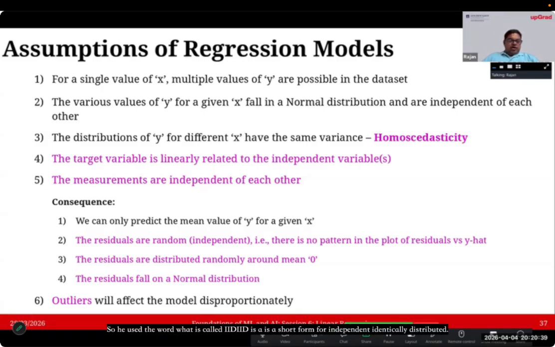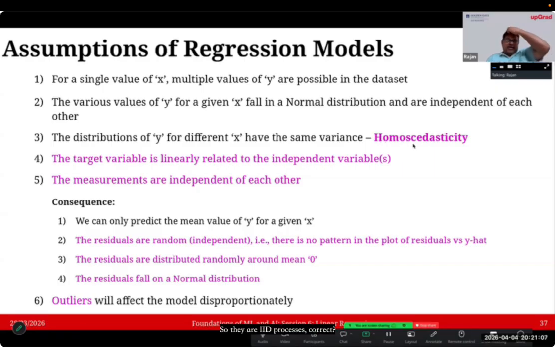So he used the word IID. IID is a short form for independent identically distributed. Each point in the data set is independent of each other. So that's our final statement here: the measurements are independent of each other. Identical means very symmetric. That's what homoscedasticity means here, right? So they are IID processes, correct? IID normal processes, and that's the assumption.